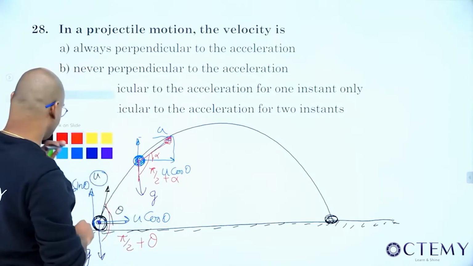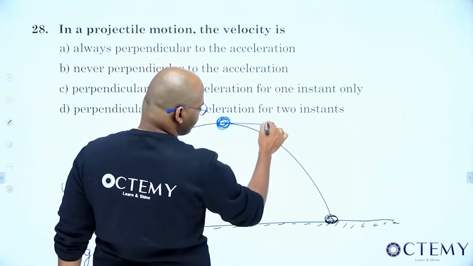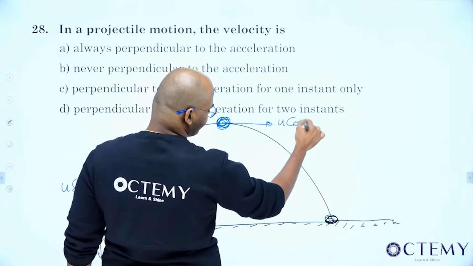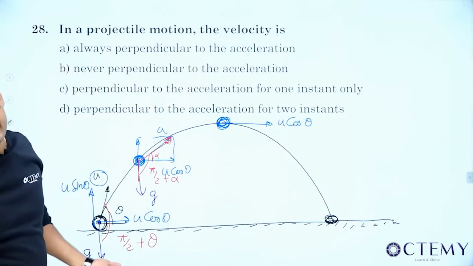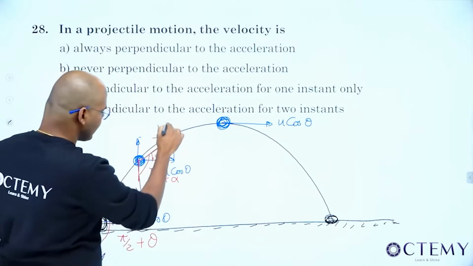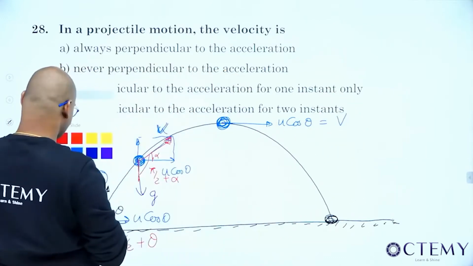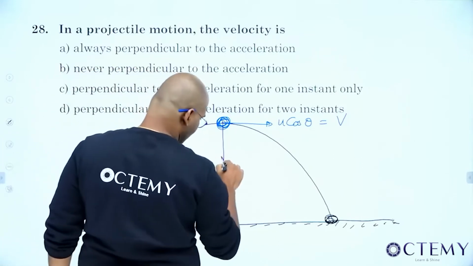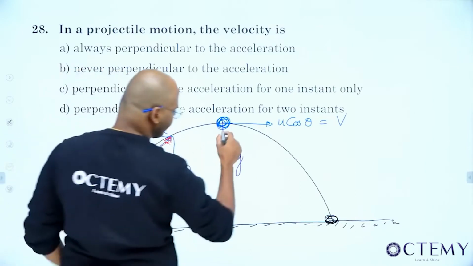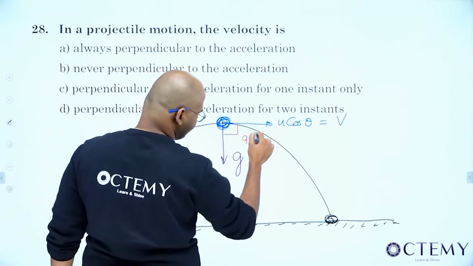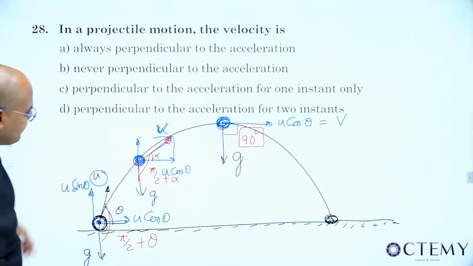Now come to the highest point. What is happening at the highest point? Horizontal velocity is still the same u cos theta. What about the vertical direction? It is 0. As it is 0, the total velocity is v. Now what happens to acceleration? Wherever you take, it is always g downwards. Now what's the angle between total velocity and acceleration? 90 degrees exactly, perpendicular. Both are perpendicular. So this is the first instant.